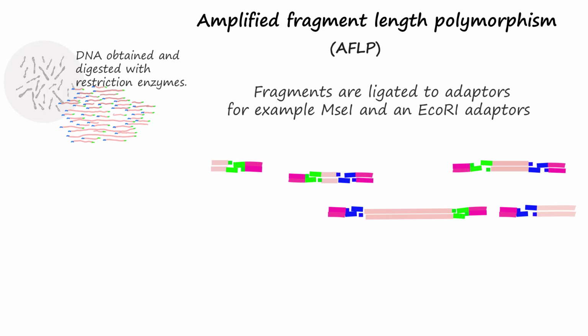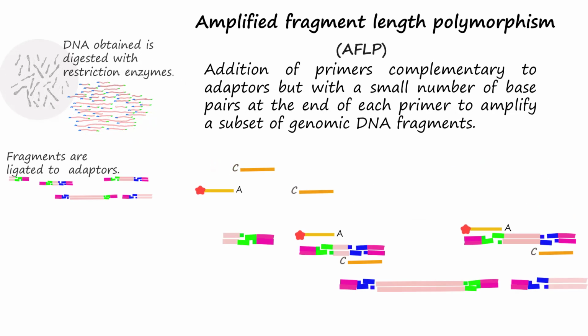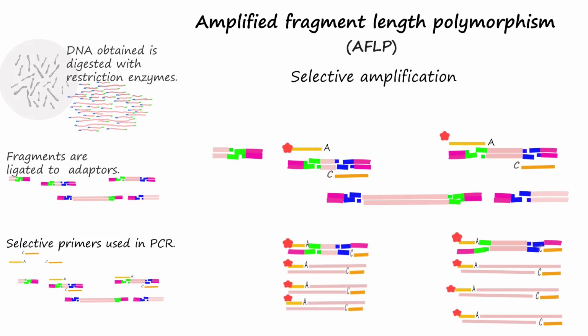Once the DNA fragments are sandwiched between the MseI and EcoRI adapters, the fragments can be amplified using selective PCR primers complementary to the MseI or EcoRI adapter sequences, but with up to 3 unique nucleotides added following the end of the original restriction enzyme recognition site. PCR with selective primers, that is, with added nucleotides at the 3' end, do not amplify every single genomic DNA fragment, which would be difficult to analyze, but a subset of fragments.